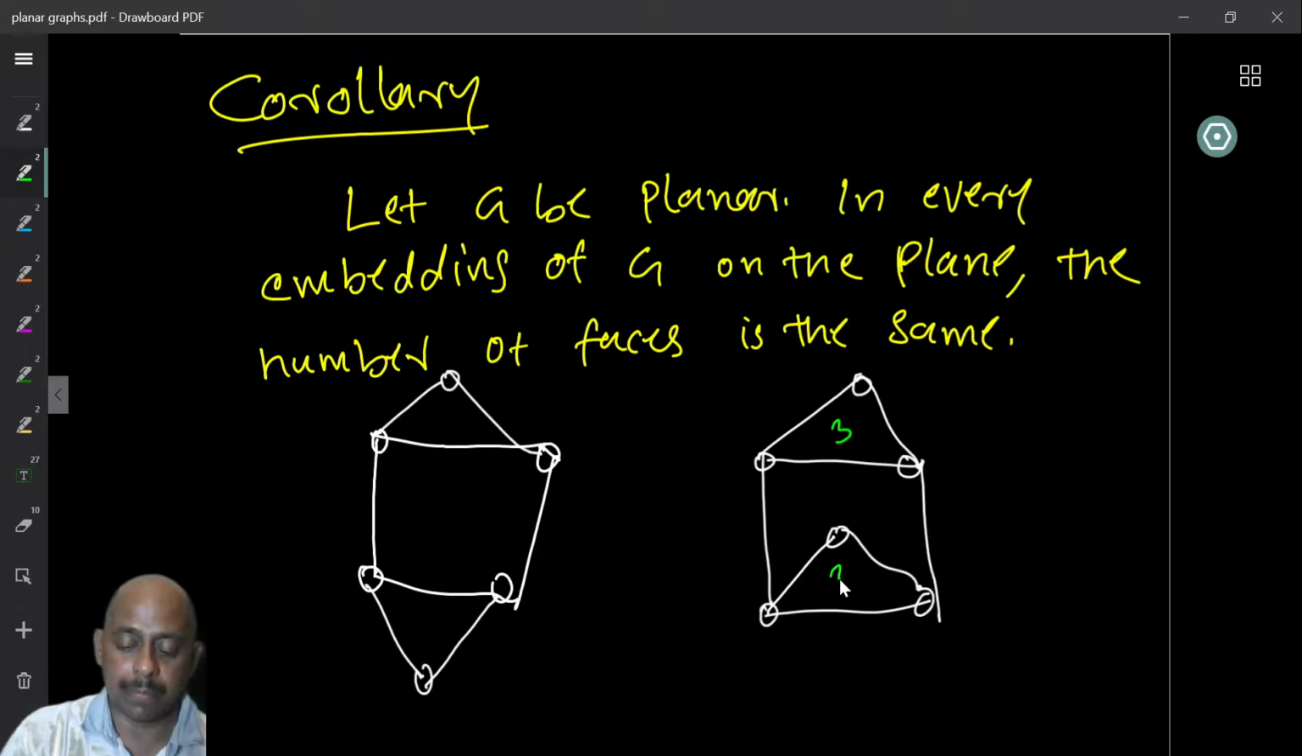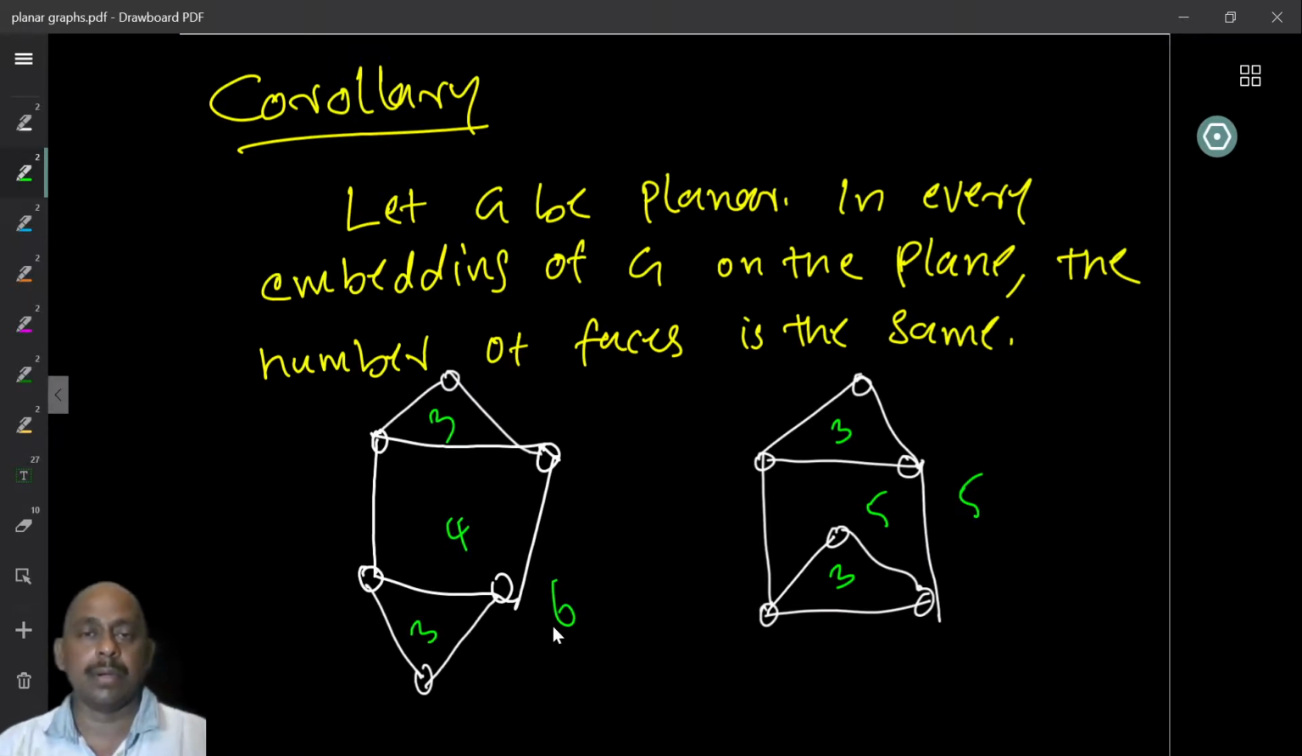3, then 1, 2, 3, 4, 5. And again, the boundary of this face is 5. Here it was 3, 3, 4 and 6. So the embedding is different.